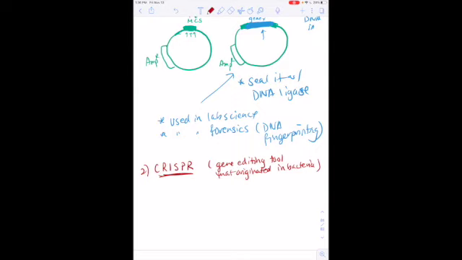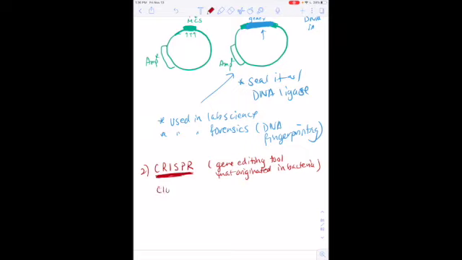CRISPR. It lets us go in and delete portions of a gene. But it is a system that a lot of different species of bacteria apparently have developed to help ward off viral infections. So first, let me discuss what CRISPR even stands for.